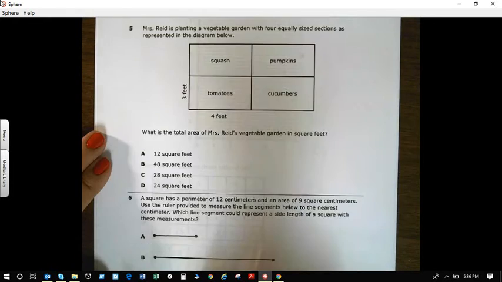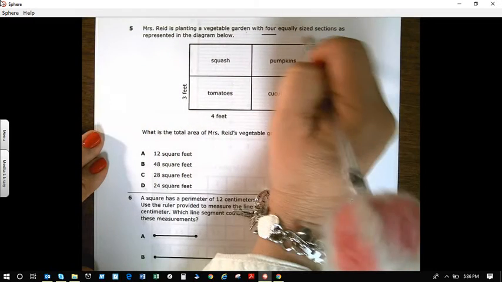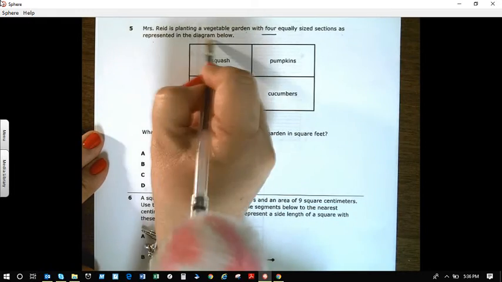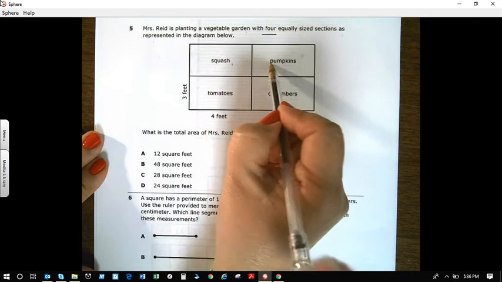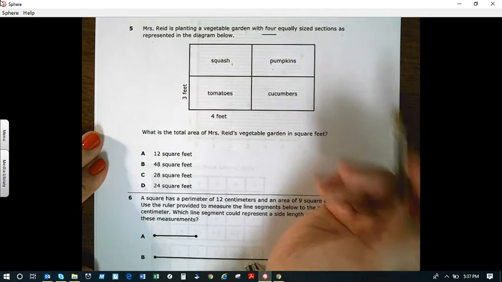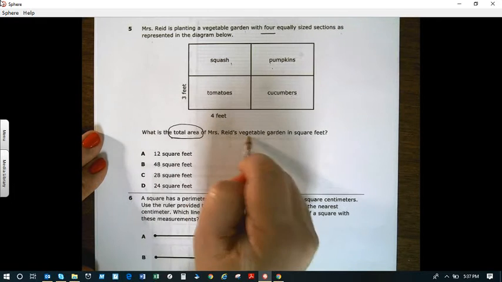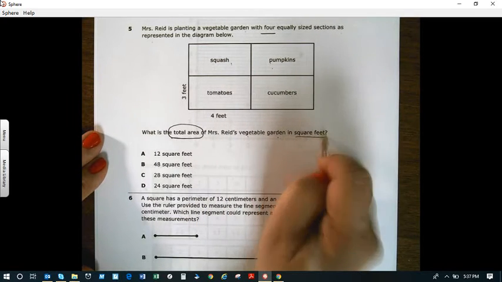Number 5 reads, Mr. Reed is planting a vegetable garden with 4 equally sized sections he represented in the diagram. This is equal to this. This is equal to this. Tomatoes is equal to the cucumbers. Okay? What is the total area, Mr. Reed's vegetable garden, in square feet?